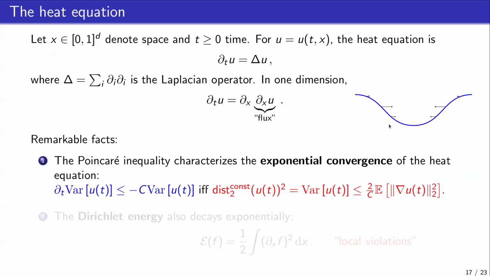Now, why is the heat equation interesting connected to the Poincaré inequality? Well, one fact is that it turns out that the Poincaré inequality, as I said in the beginning, characterizes how fast this converges, in particular, the exponential convergence of this process in the following sense. It turns out that the variance of this function U, which somehow characterizes how far from equilibrium it is, decreases exponentially at some rate c, if and only if a Poincaré inequality holds with constant, say, 2 over c. Okay, so there's an intimate connection between these things.